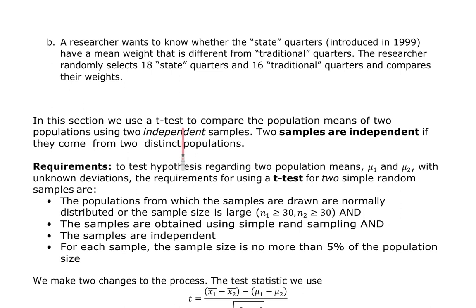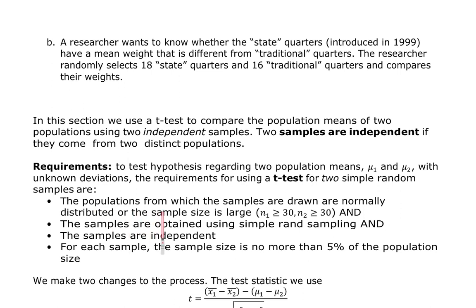We're not going to do proportions yet. We're going to do a t-test, which means that we're going to be focusing on population means of two populations using independent samples. We're going to do dependent or matched pairs in a later section in Chapter 10, but not in this one. So the two samples are independent if they come from two distinct populations. There are a couple of things that are required for the hypothesis test regarding two populations' means, which is mu1 and mu2. With unknown deviations, the requirement is a t-test for two simple random samples.